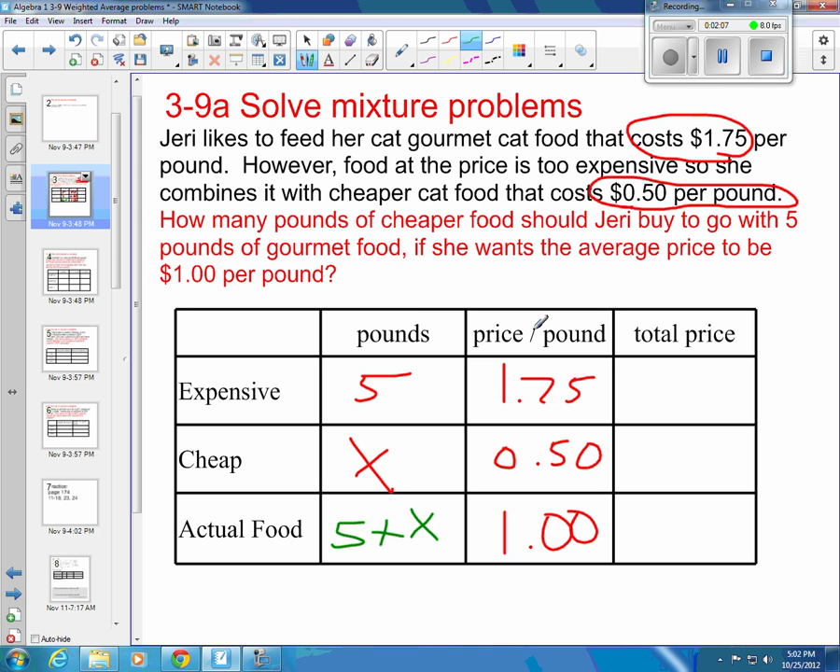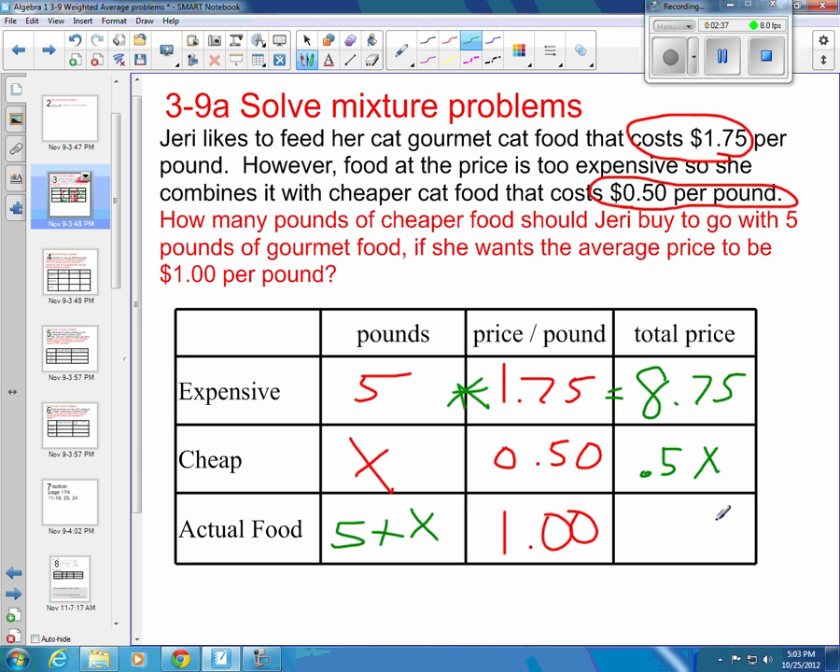We've got pounds, we've got price per pound. So we've got 5 pounds and it costs $1.75 for each of those pounds. Then we're going to be multiplying here to be equal to the third column. So I'm going to take 5 times 1.75, and that's going to be $8.75. And then I can do the same thing here. I've got x pounds. It's 50 cents per pound, so that's going to be 0.5x.